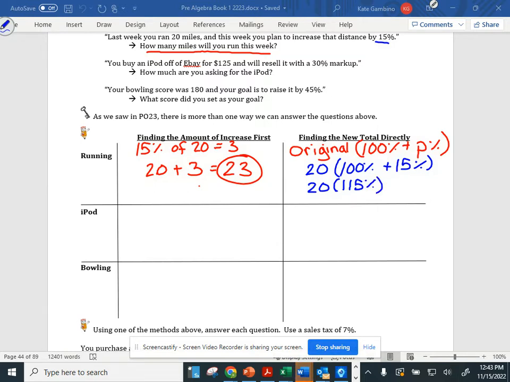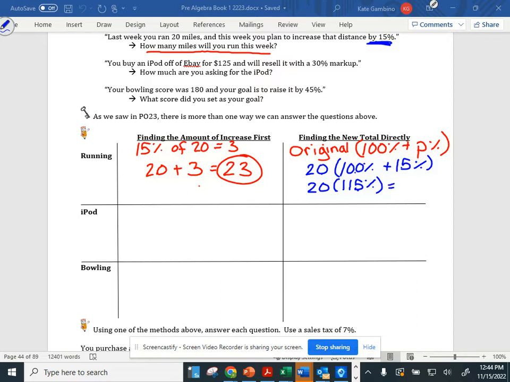I just heard somebody say what? Are you following me so far, Evan? We had our original miles was 20 times 100% plus that percent increase. That percent increase was 15%. Okay, so that's how we got the 115%. 100% plus the 15% gives us 115%.